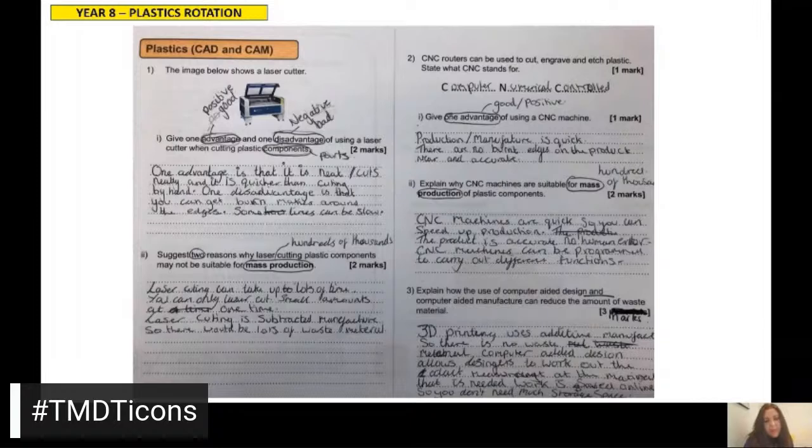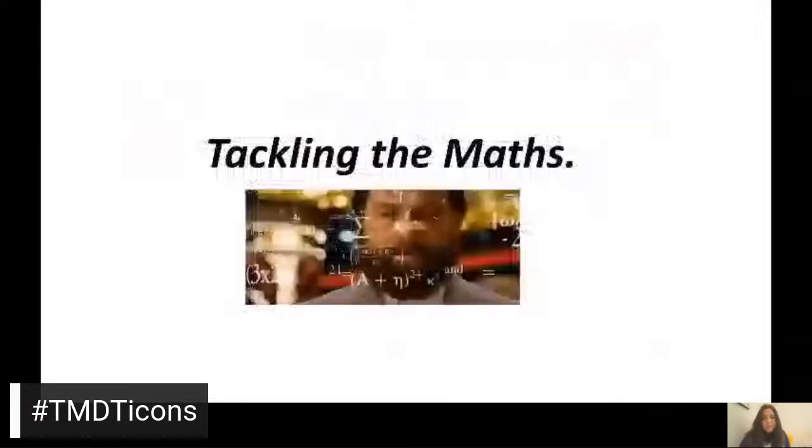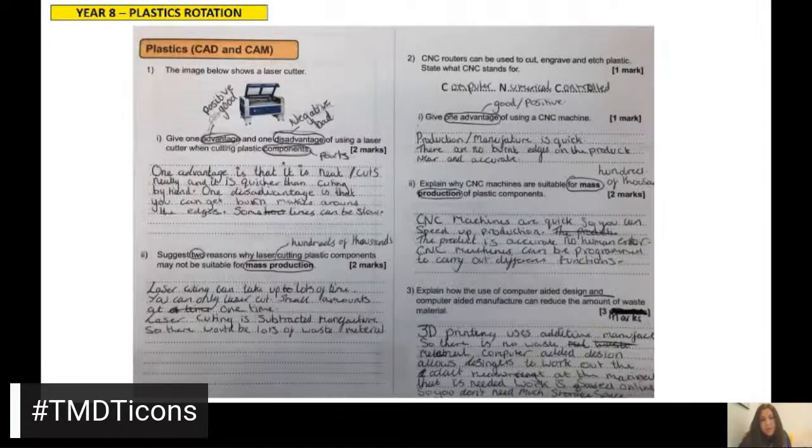And we get the students to circle words and decode the wording of the exam questions. So what does advantage mean? What does disadvantage mean? What does mass production mean? What does evaluate mean? We get them to circle it and we get them to make notes on it, so that they're used to seeing these words. So by the time they come into Key Stage 4, they know exactly how to answer exam questions.